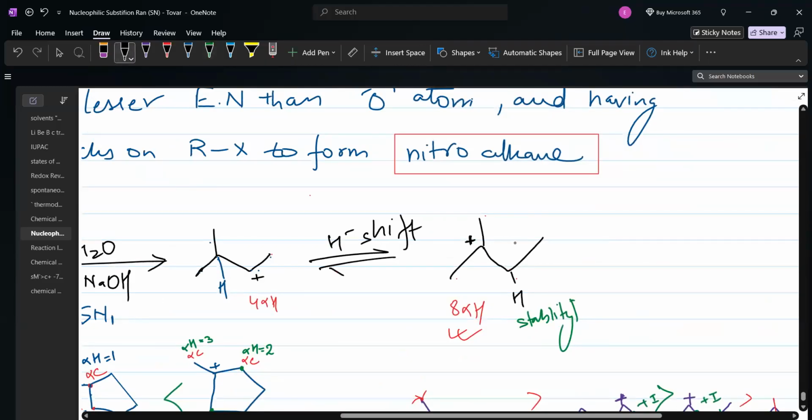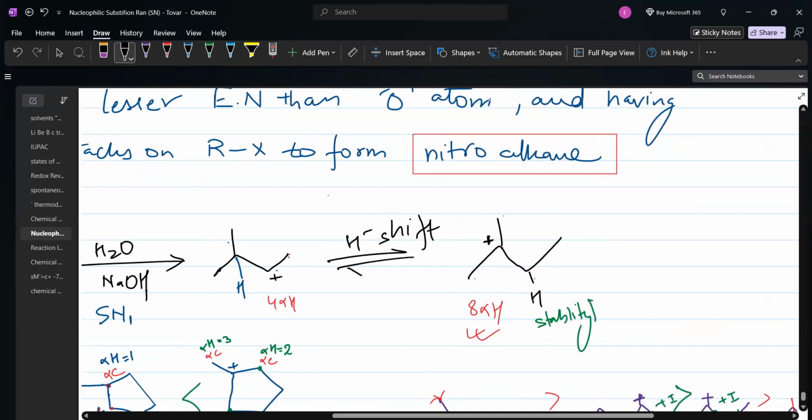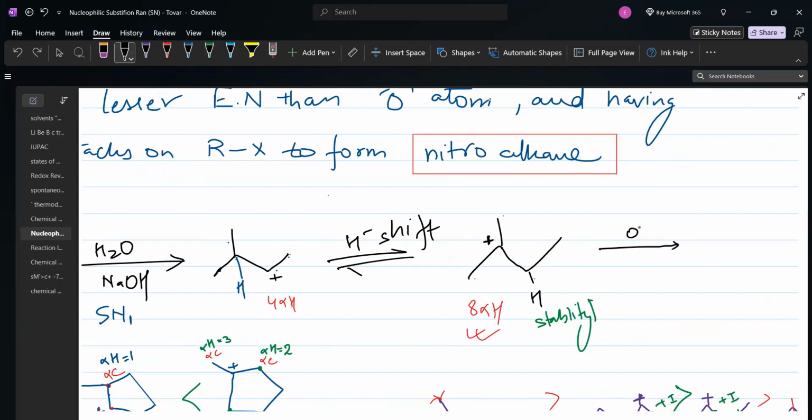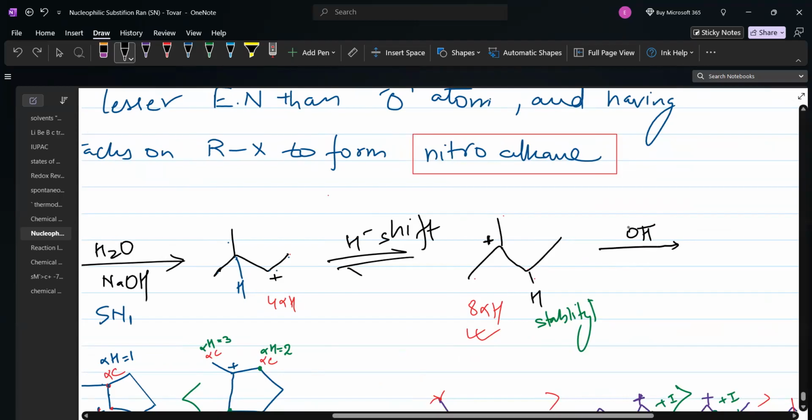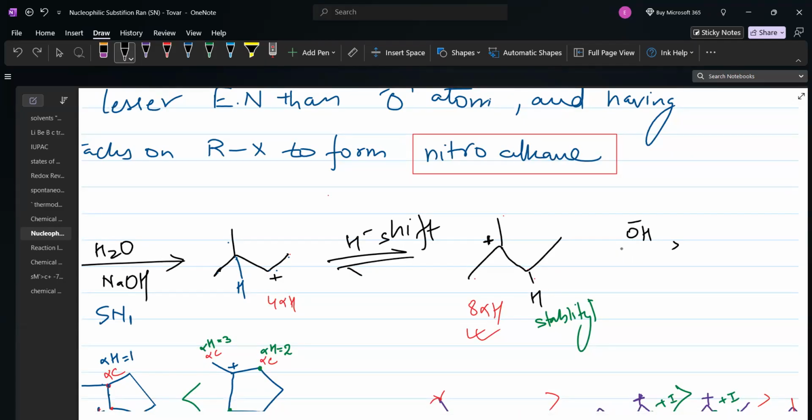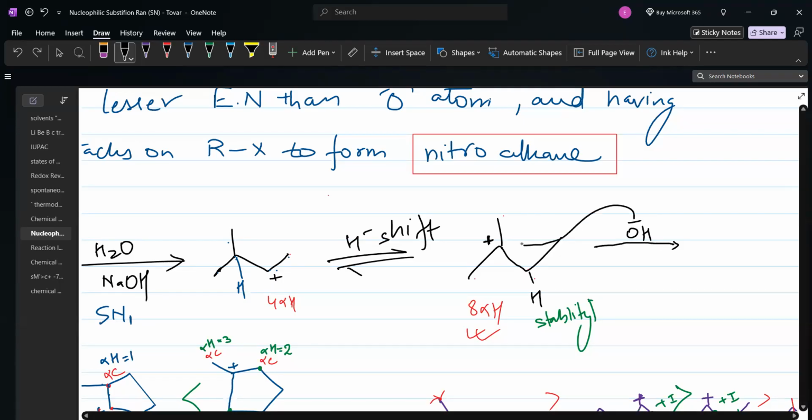Now see, we have reagent H2O and NaOH. So what will happen finally? OH minus will finally attack on this. So OH minus will attack on this, and the final result will be this. This will be the final result. Okay, understood everybody?